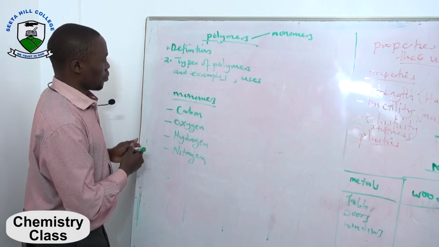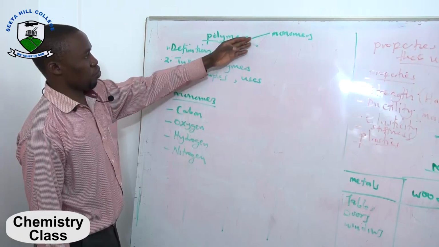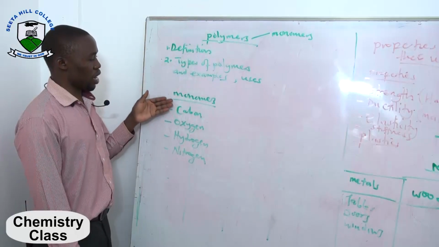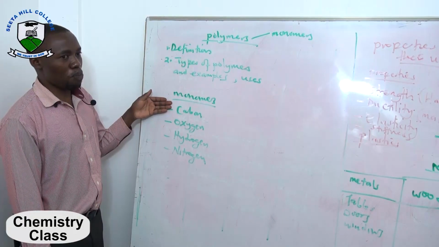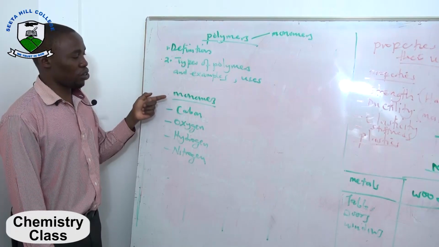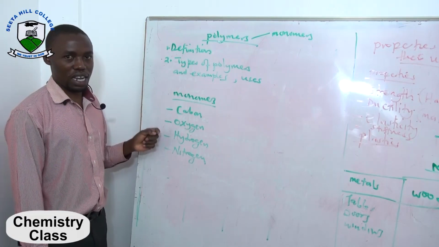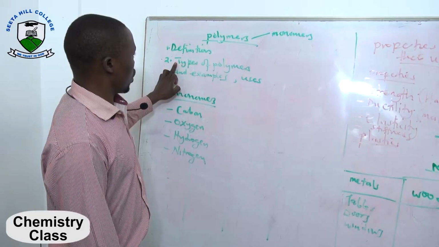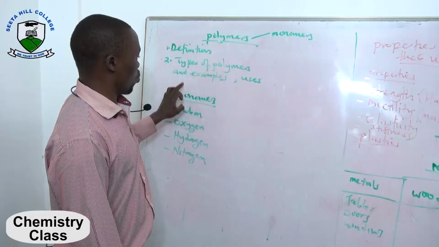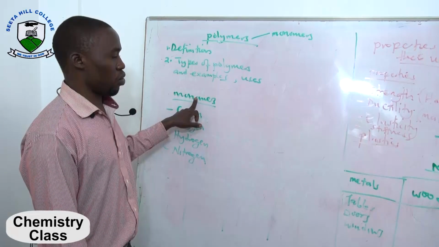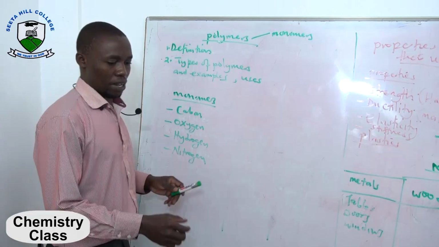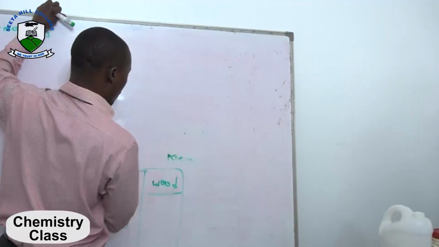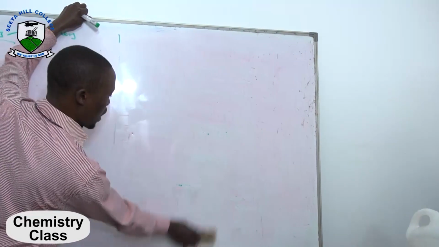Now, a polymer is made from small substances called monomers. Monomers have other smaller elements in them called oxygen, carbon, hydrogen and nitrogen. Now, let us look at the types of polymers to be able to understand what we mean by monomers very well. Types of polymers and their examples, as we summarize to the end.